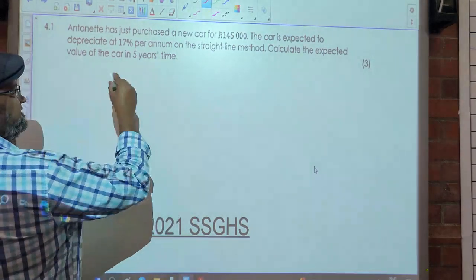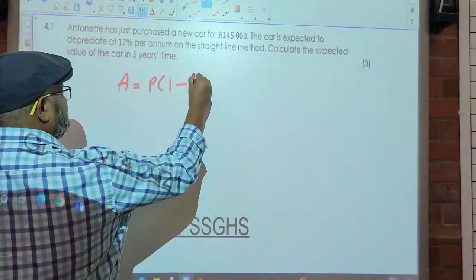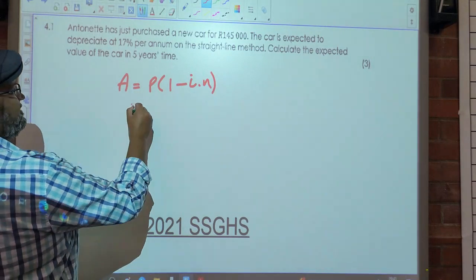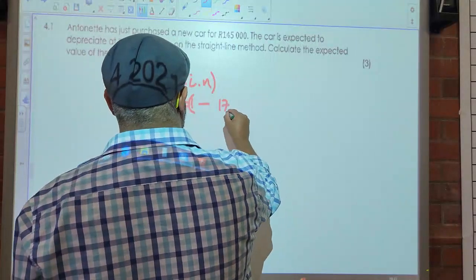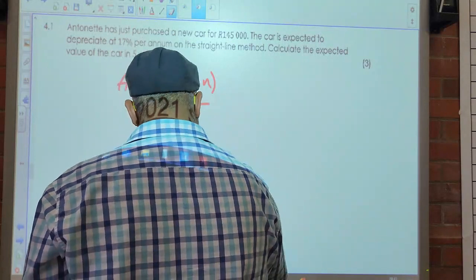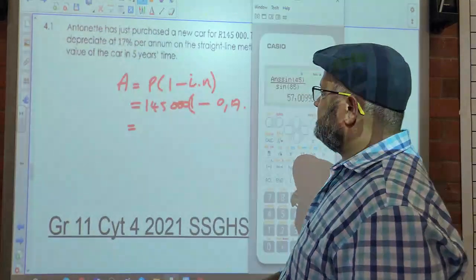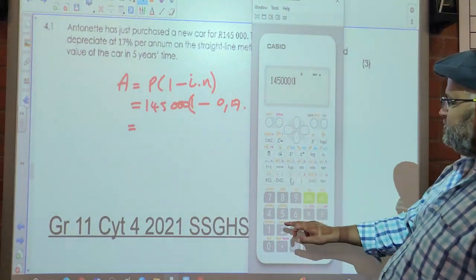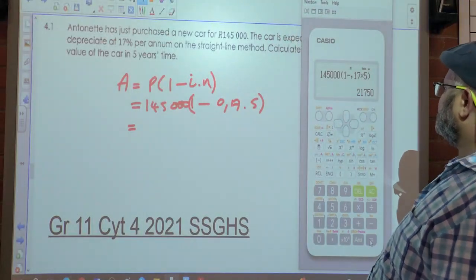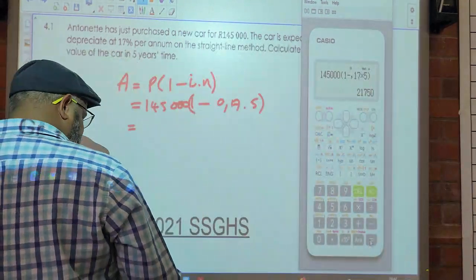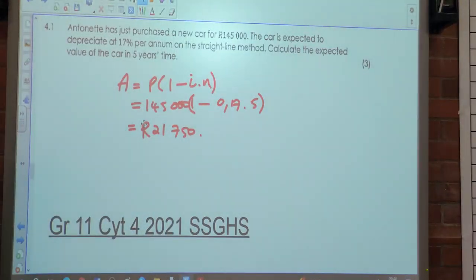What is the formula we use then? A is equal to P into 1 minus i times n. So the car cost 145,000 into 1 minus i, which is 17%, so 17 over 100 or 0.17, times how many years? That's 145,000 into 1 minus 0.17 times 5. It gives you 21,750. Any confusion there?